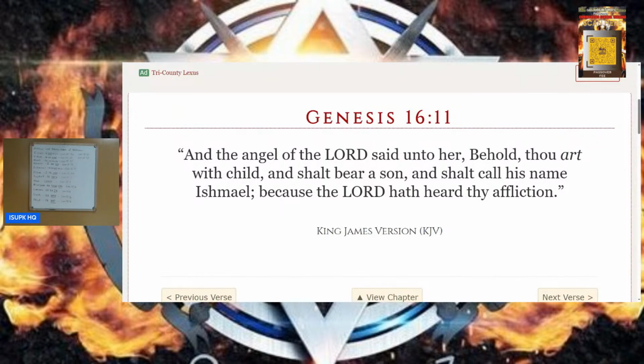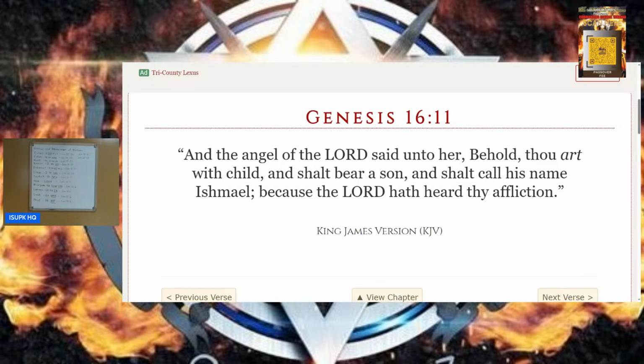And the angel of the Lord said unto her, Behold, thou art with child, and shalt bear a son, and shalt call his name Ishmael, because the Lord hath heard thy affliction.